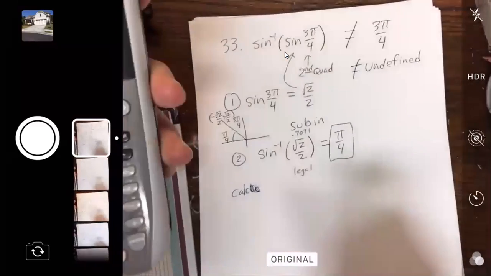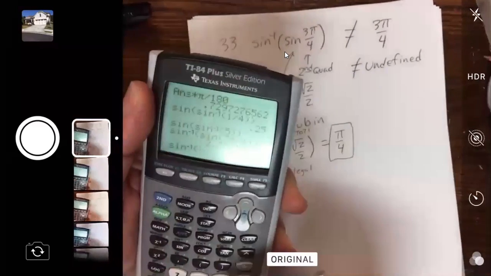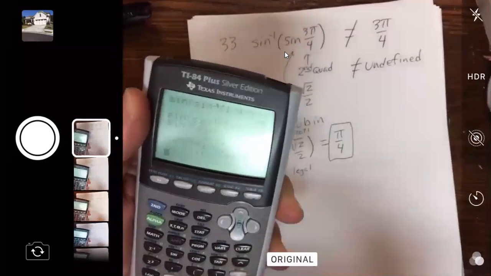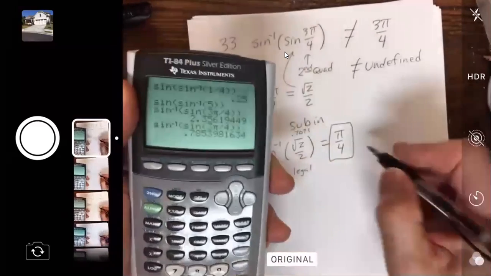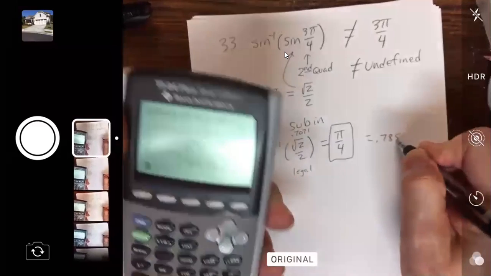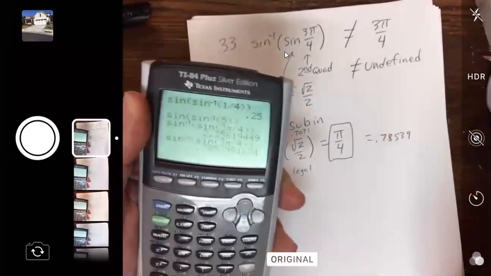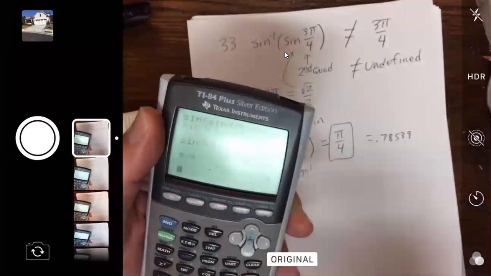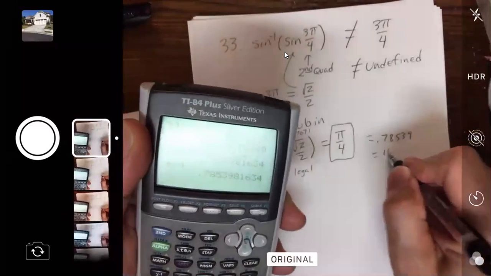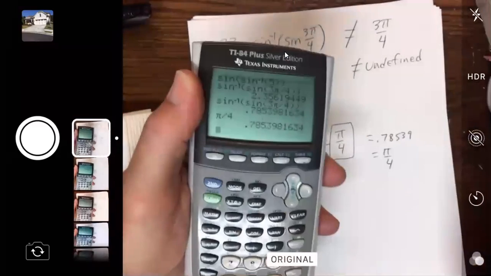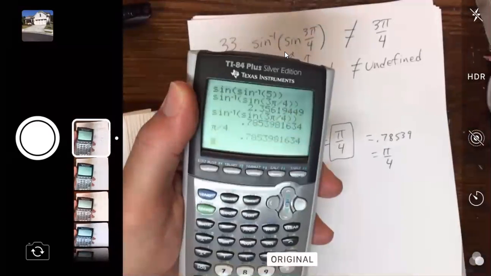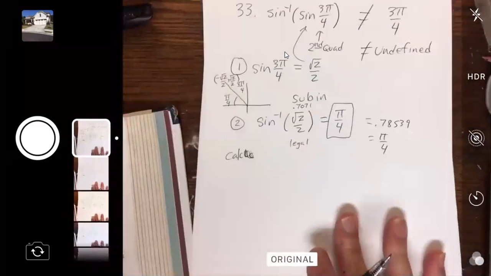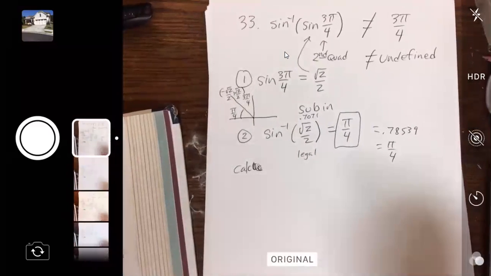So now arcsine of sine of 3 pi divided by 4 comes out at 0.7853, and pi over 4 is the same thing, which is equal to pi over 4. You've got to really be watching carefully that you're in the right mode. You want to be in radian mode.